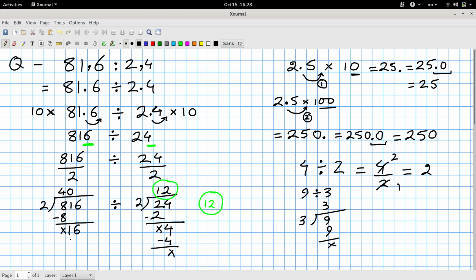So now we have 16, which can be divided by 2 because 2 8s are 16. So we write 8 times 2 is 16. When we subtract them, we get nothing left. So that means our answer to this division is 408, right? Let's move down a little.